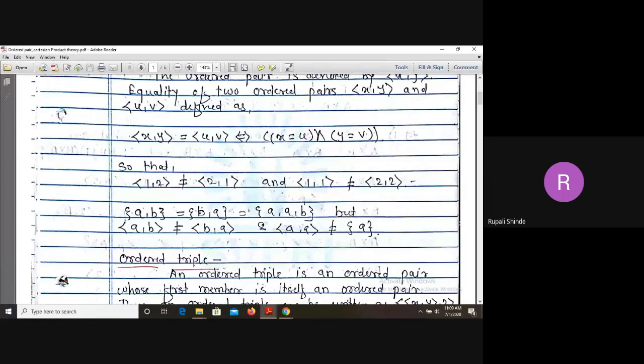So for a set, it is fine if the ordering of elements is not same. But in the case of ordered pairs, the ordering of elements must be same. That's why ordered pair <a, b> is not equal to ordered pair <b, a>. So these angular brackets represent an ordered pair here. Again, ordered pair <a, a> is not equal to set {a}.